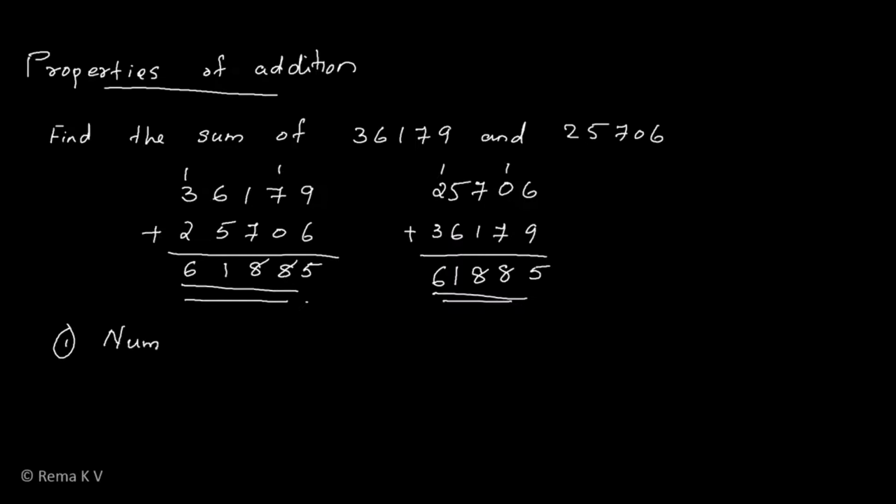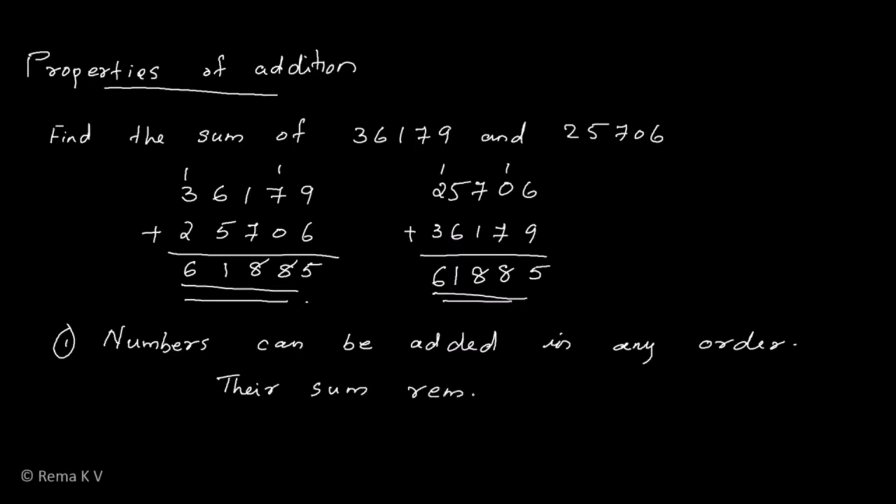numbers can be added in any order. Their sum remains the same. So the first property of addition of numbers is numbers can be added in any order. Even if you change the order of numbers, their sum will remain the same.